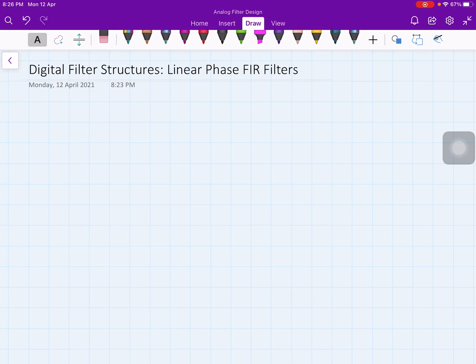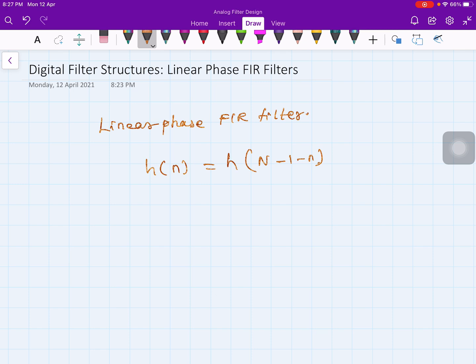Okay, so in this lecture, let us discuss the implementation of linear phase FIR filters. So we know that for a linear phase FIR filter, h of n is equal to h of capital N minus 1 minus n. Obviously, if the finite impulse response filter is linear phase, then the number of multipliers can be reduced approximately by half, right?